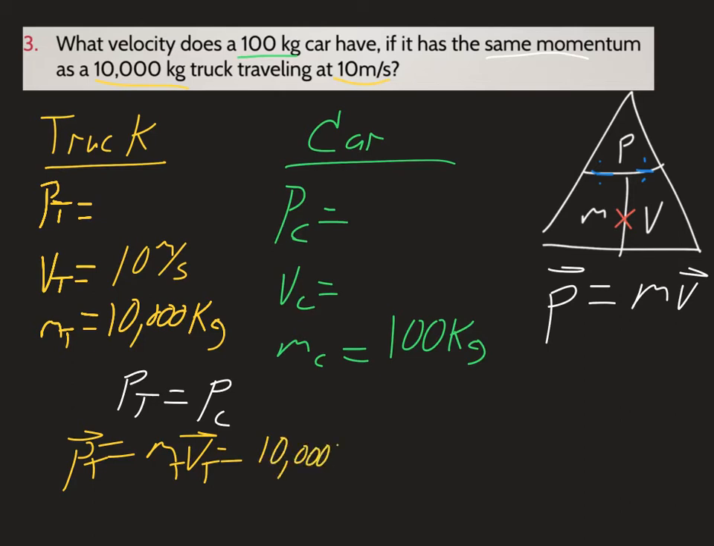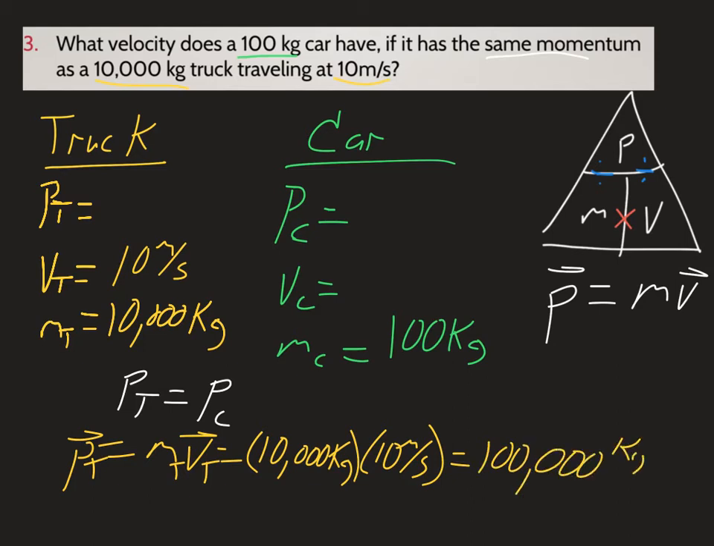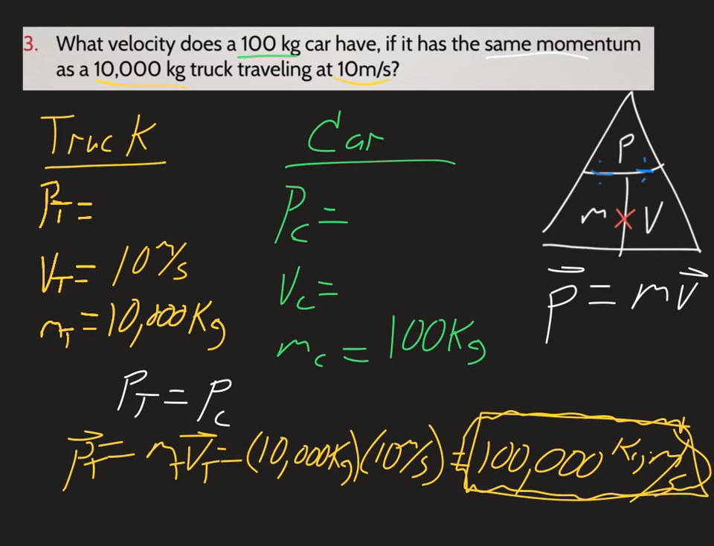So you even do it in the formula, and then we're going to get that that's 10,000 kilograms multiplied by 10 meters per second, which is just going to give us 100,000 kilogram meters per second. Now, I kind of boxed that in, but I need a squiggly line because it's not my final answer.